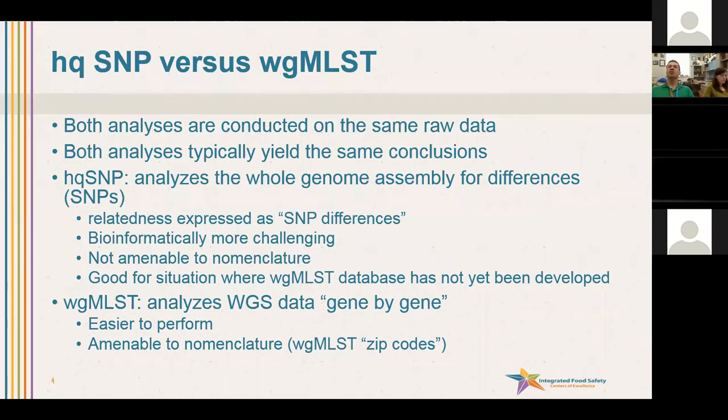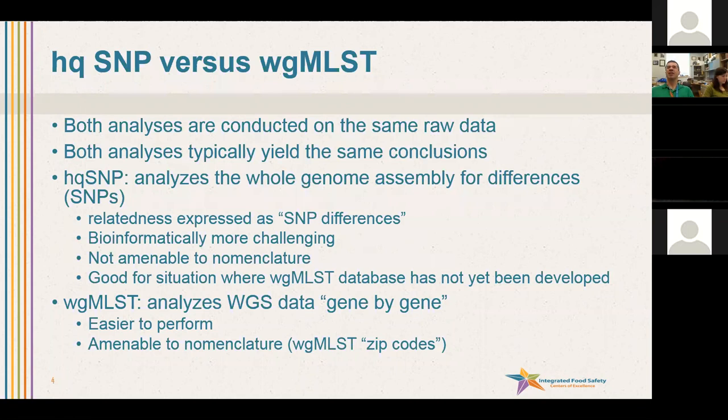The differences are that high-quality SNP analyzes the whole genome assembly, and whole is maybe an exaggeration, about 90, 95% of the whole genome, for relatedness. And this relatedness is expressed as SNP differences, single nucleotide polymorphism differences. This one is a bioinformatically somewhat more challenging approach.